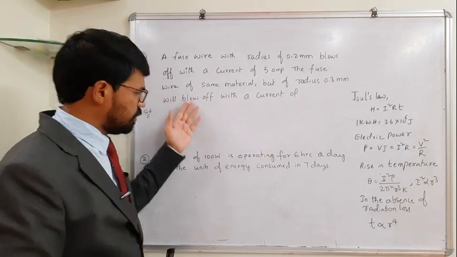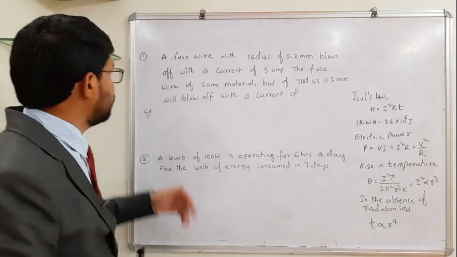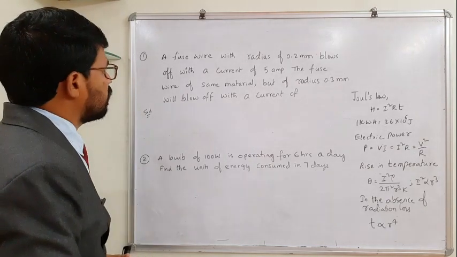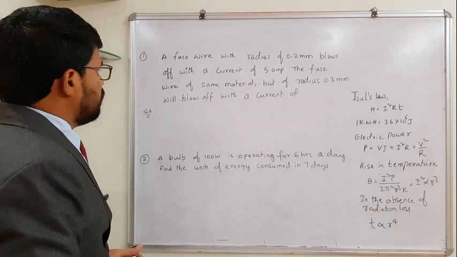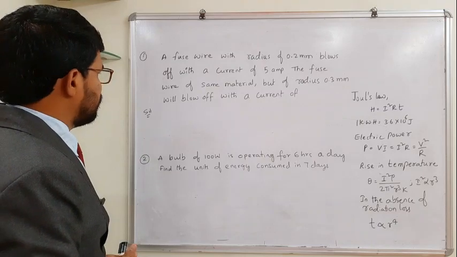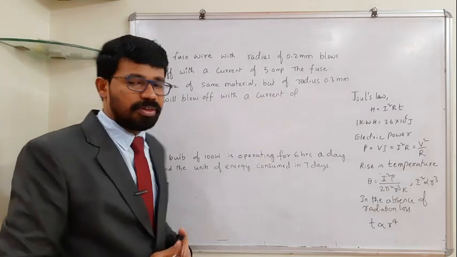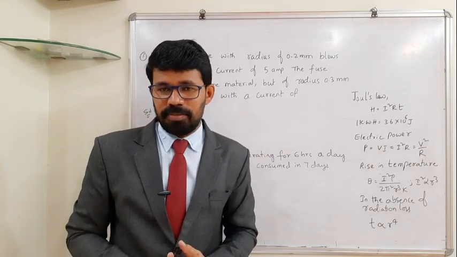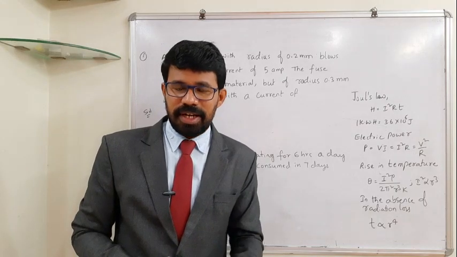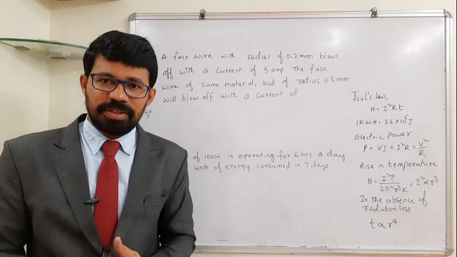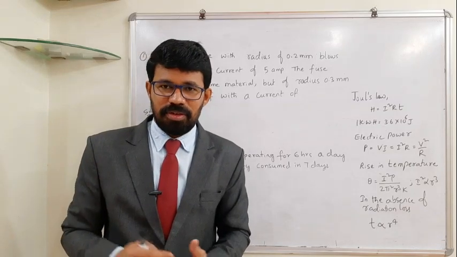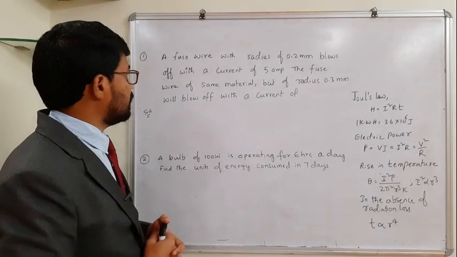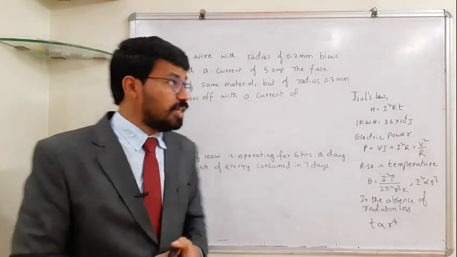Let us try to solve these two simple problems connected with that data. See this one. A fuse wire with a radius of 0.2 mm blows off with a current of 5 amps. A fuse wire of the same material but of radius 0.3 mm will blow off with a current of what? Regarding fuse wire, I told you yesterday, it's made up of lead and tin. It is employed in electrical circuits and gadgets to save the electrical appliances or circuitry elements from getting damaged due to excess flow of current. We use fuse wires.